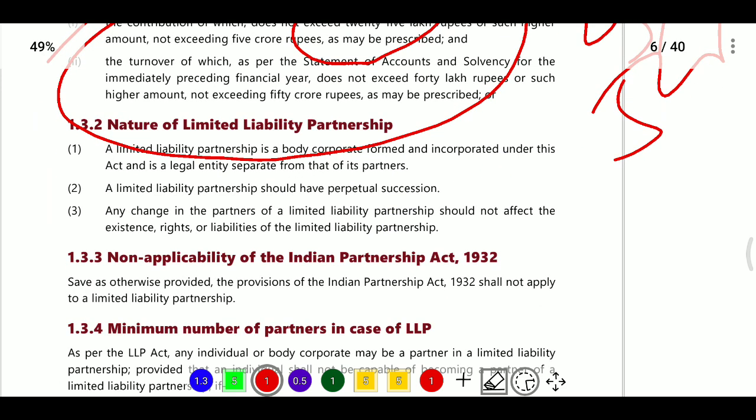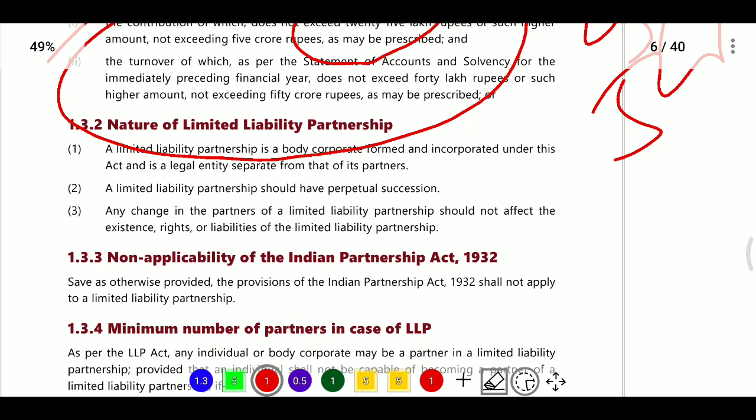Now small LLPs have compliance relaxation. A small LLP might enjoy certain relaxations or exemptions in compliance requirements, such as fewer disclosures, reduced audit obligations, or simplified filing procedures. For example, ABC Consulting LLP is registered as a small LLP.